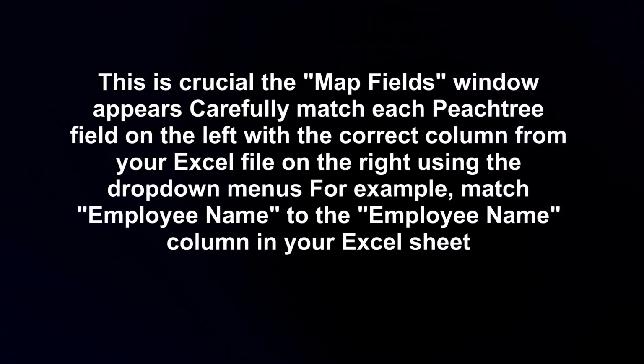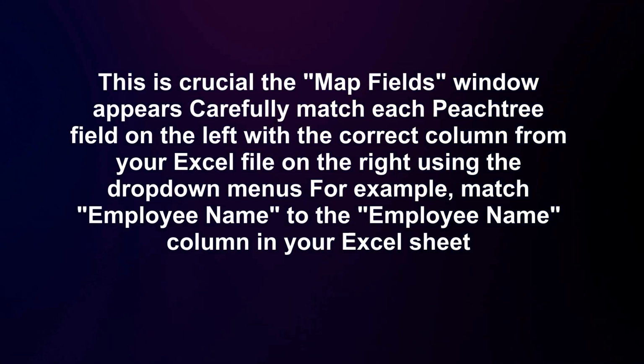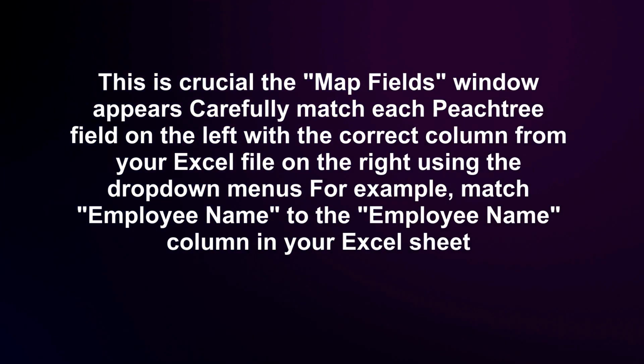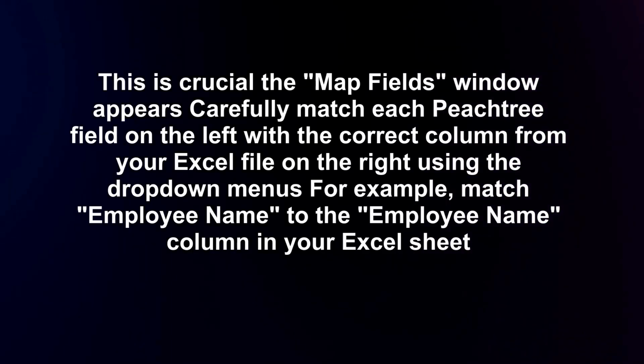This is crucial. The Map Fields window appears. Carefully match each Peachtree field on the left with the correct column from your Excel file on the right using the drop-down menus. For example, match employee name to the employee name column in your Excel sheet.